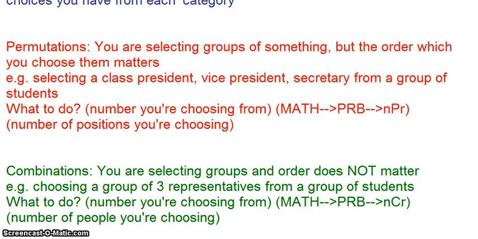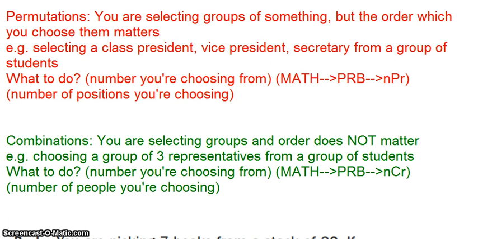We use our calculator for these, just like the other ones, but you're going to get much bigger numbers typically. You're going to pick the number that you're choosing from, so you're going to type that in first. Then I'll show you in a second, but you'll hit math, scroll over to probability, and then choose the NPR function, and then choose the number of positions that you're actually choosing.